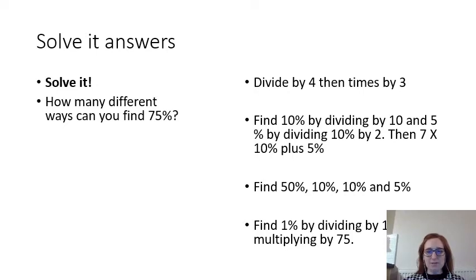Or you could find 50%, 10%, 10% and 5% and put those back together again. Or you could find 1% by dividing by 100, then multiplying that 1% by 75. There are other ways, but they were the ones that I thought most obvious. Well done if you've found as many ways as I have, or even more.